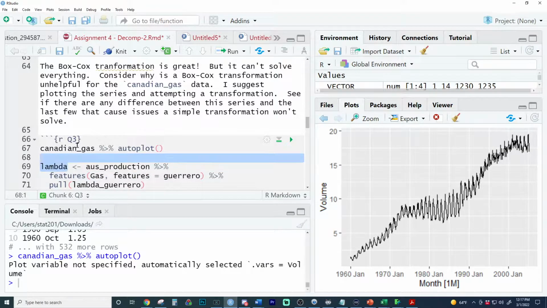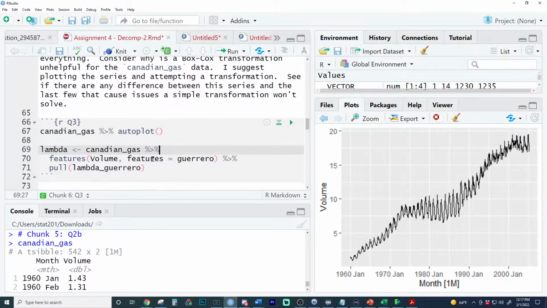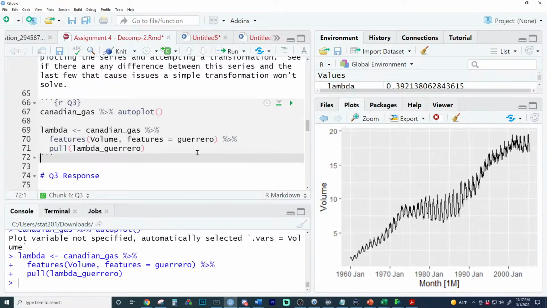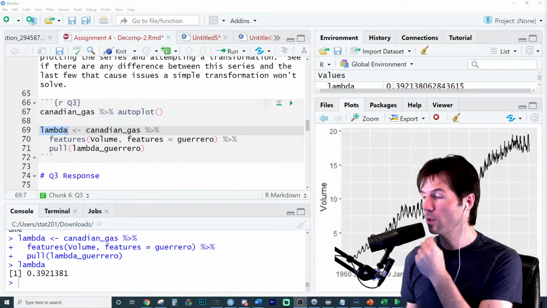And so I'm going to use the exact same methodology right here. This is going to pipe it through to grab a feature on it. Canadian Gas has the value volume, and the feature we're grabbing from it is the Guerrero. I believe that's the name of the person who did it. We're going to pull the lambda, and that should store the lambda value. That is an optimum. So the code I just ran finds the optimum value of lambda to transform this.